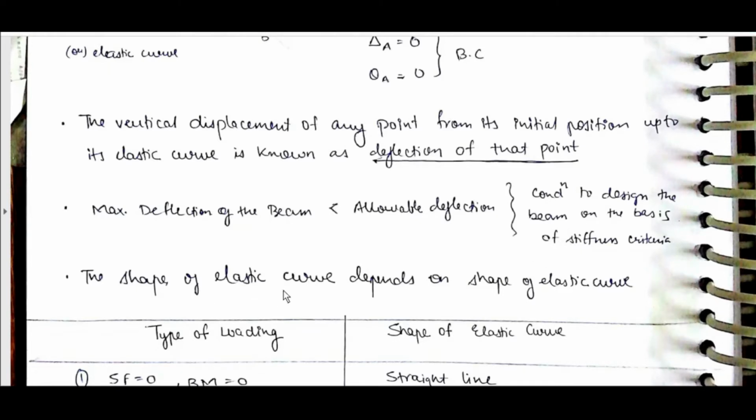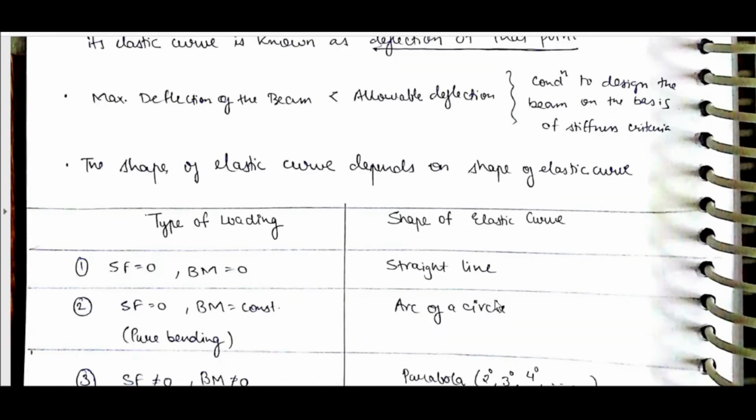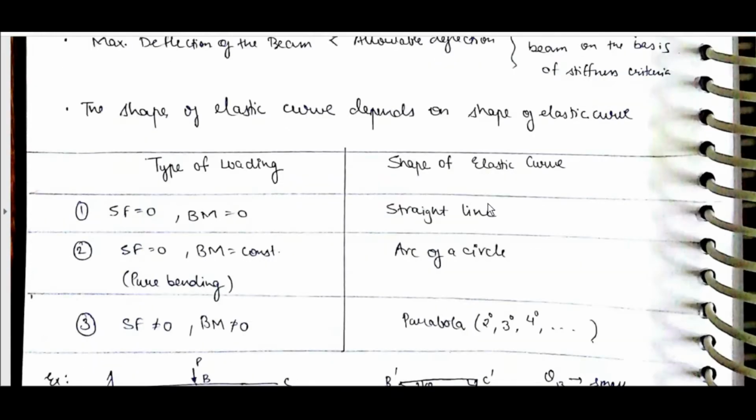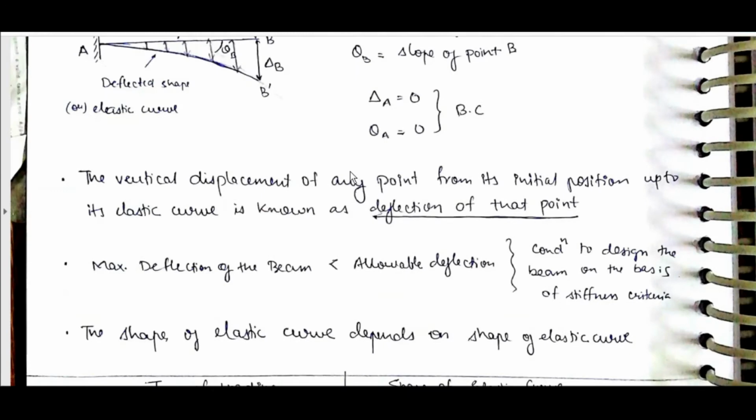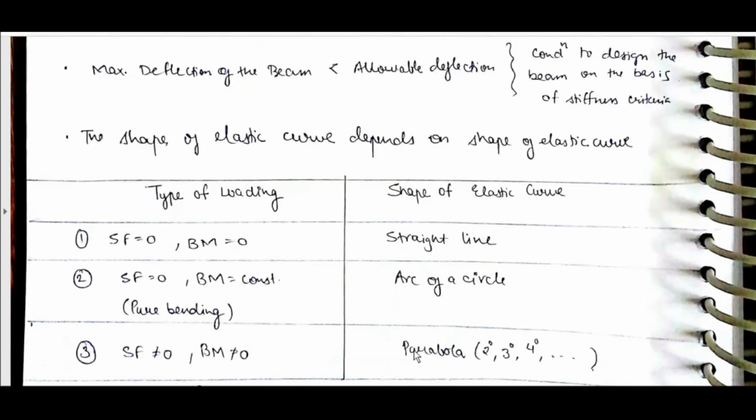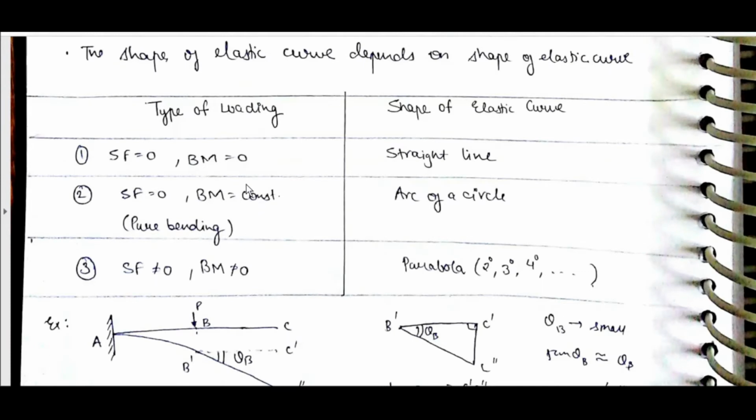The shape of elastic curve depends on type of loading. Shape of elastic curve: SF is equal to 0, BM is equal to 0.